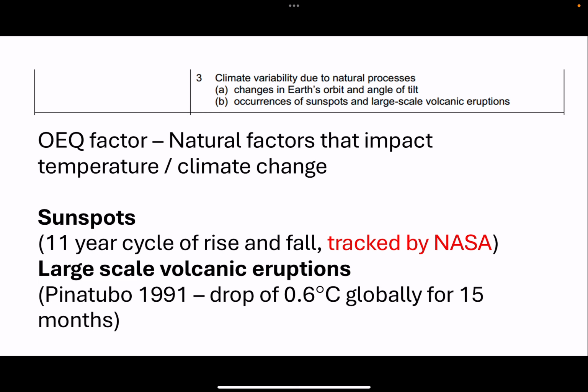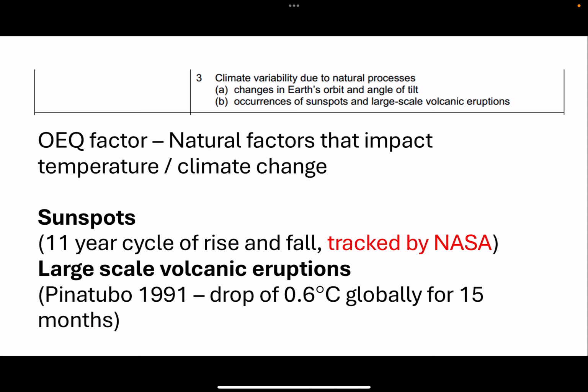Then, of course, part 3 here deals with certain things like what are some of these natural processes that can actually affect climatic temperature change, right? So I just want to highlight that for the area of sunspots, if you look at the textbook itself, there isn't a definite identity of who is tracking this. Okay, so actually the 11-year cycle of rise and fall in terms of sunspot activity is tracked by NASA. So remember, this is important.